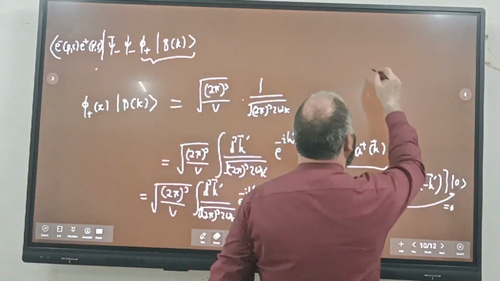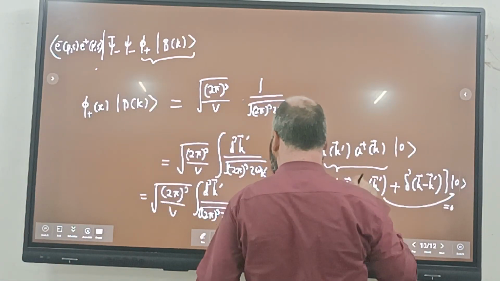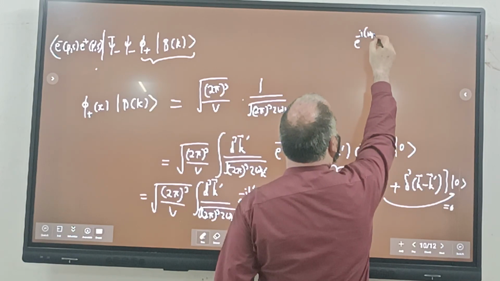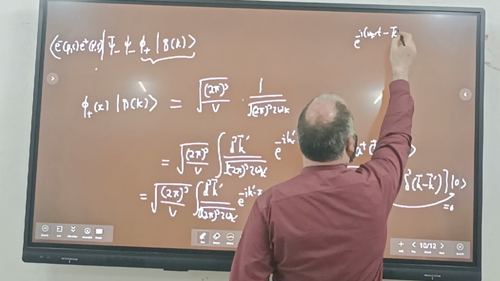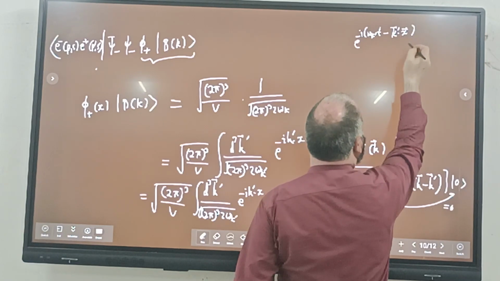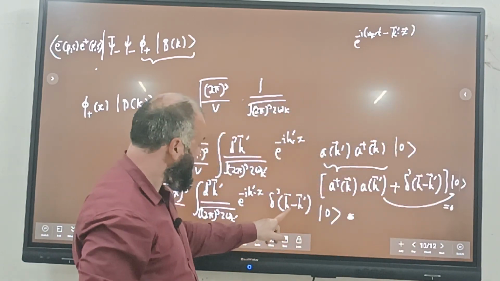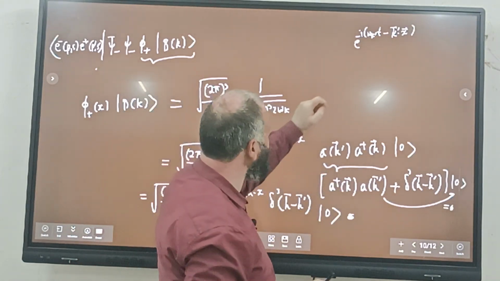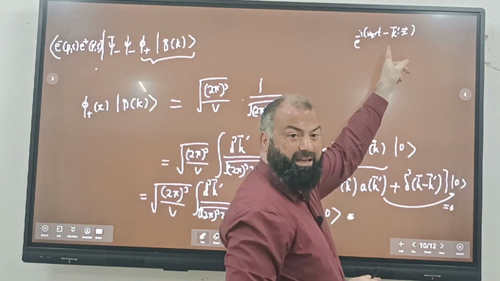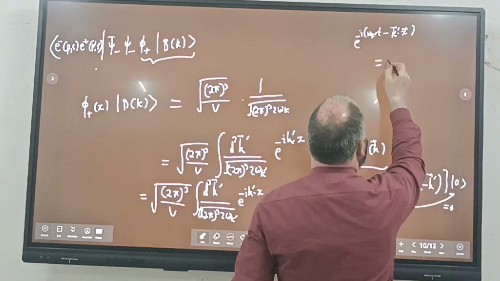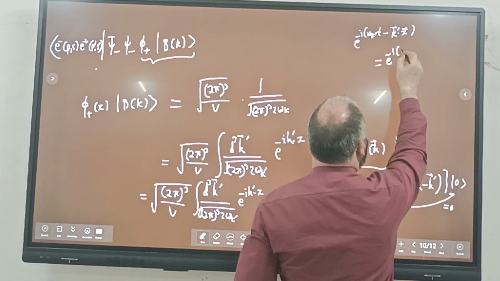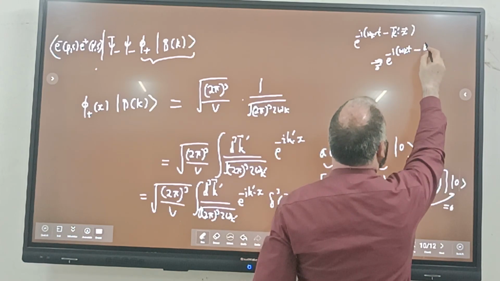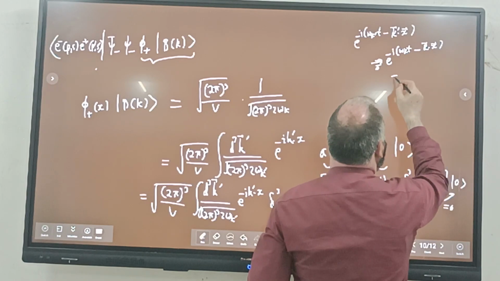Can you tell me why? Okay, so let me write. So it is e raised to the power minus i, omega k prime t minus k prime dot x. Clear? With the help of the delta function, k prime will be the same as what? k. So when k prime is the same as k, this k prime will be k. Clear? So it will be the same thing then. So e raised to the power minus i omega k t minus k dot x.